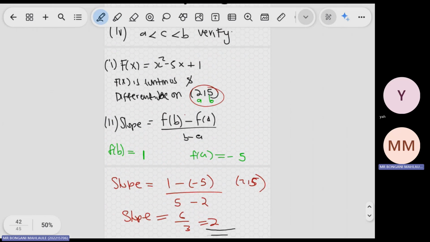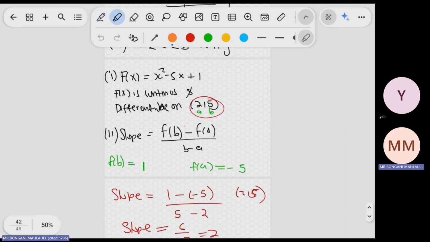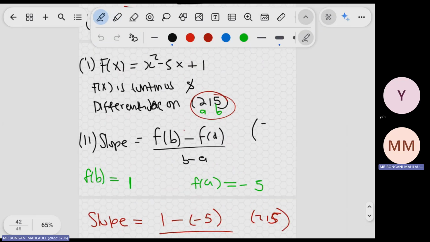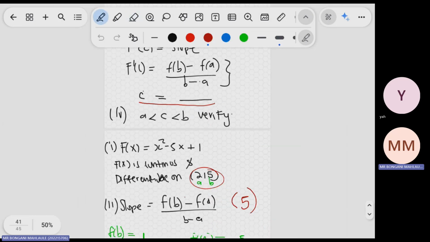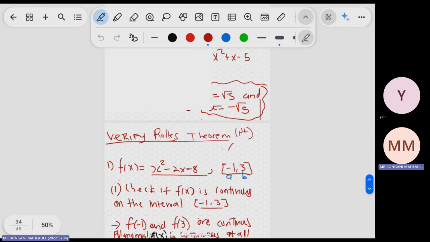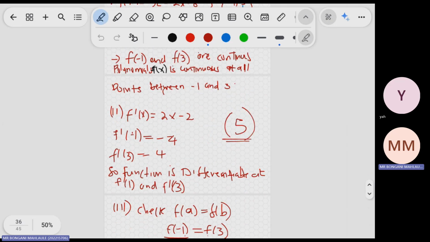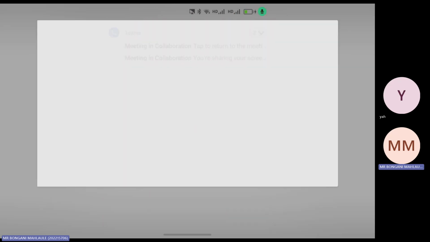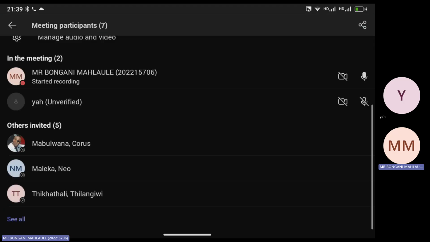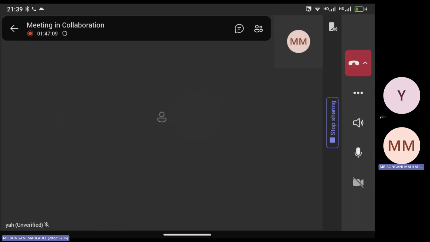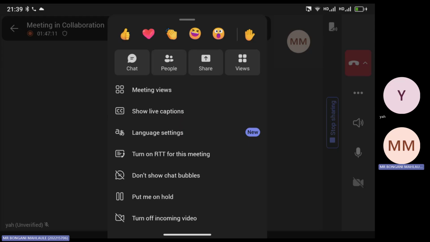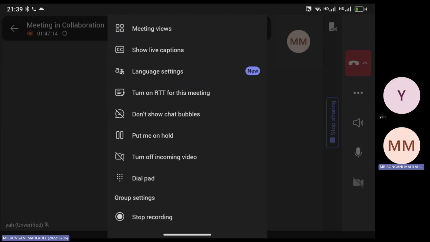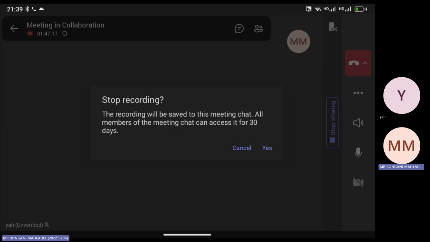This usually comes with 5 marks, even for that other one, 5 marks. Even when you're doing that other one for Rolle's theorem, 5 marks. Okay, so this way, we're going to end our session.